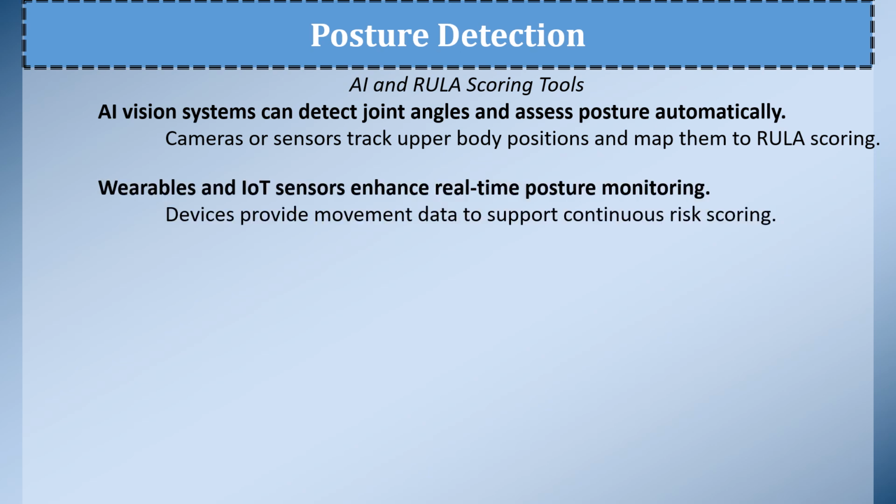Wearable and IoT sensors enhance real-time posture monitoring. Wearable devices like posture belts or wrist trackers can collect motion and muscle strain data. When linked with AI systems, these tools can generate dynamic REBA scores as the worker moves through the day, alerting them when risky postures occur.